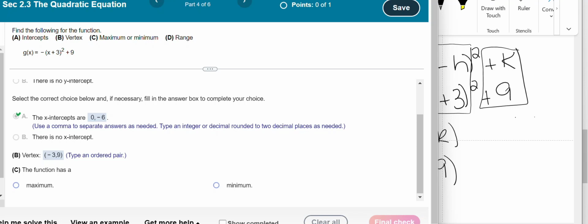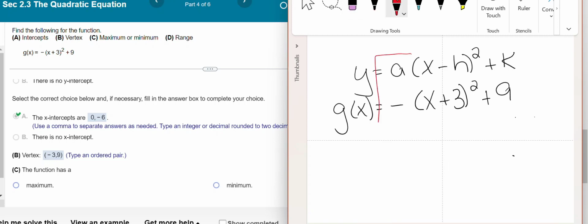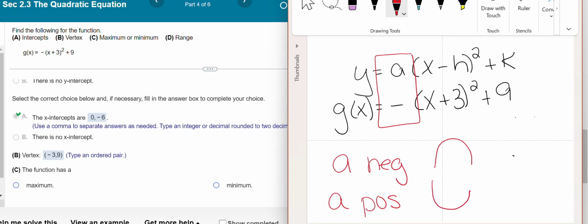Now we have to determine if the function has a maximum or a minimum. We're going to go right back to this equation. When I look at my a value, if a is negative, it's going to be a sad face, looking something like that. If a is positive, it's going to look something like that. So when I look here, I have a negative. It's a sad face, and this point we call the maximum. If it was positive, this point is called the minimum. So for ours, we're going to have a maximum.